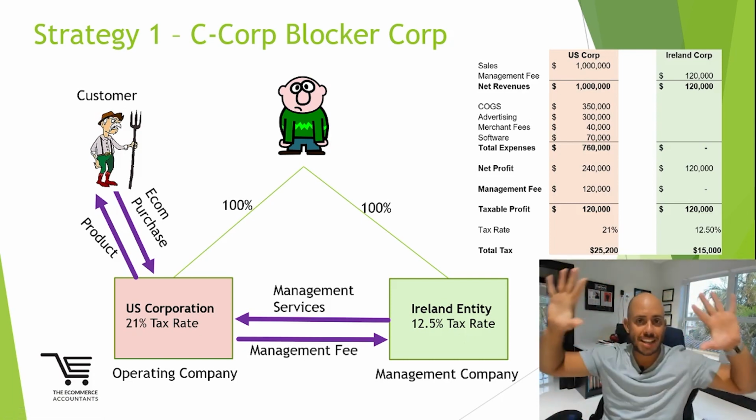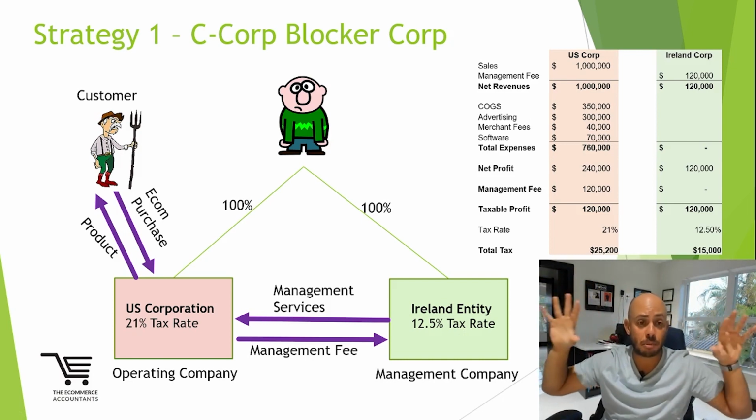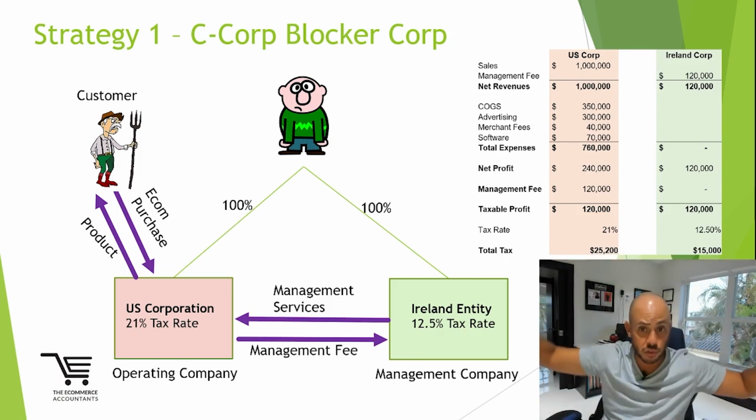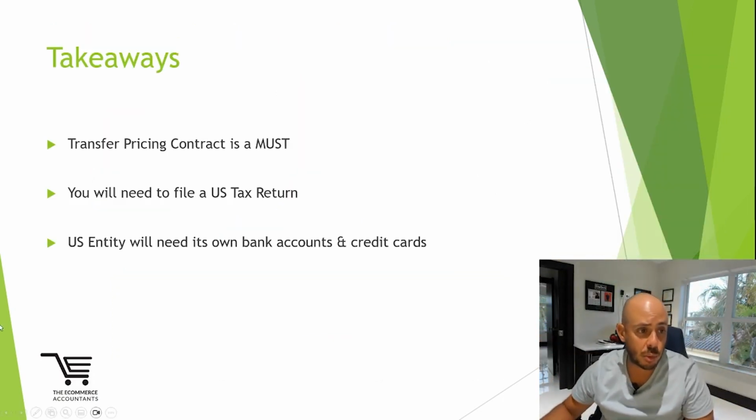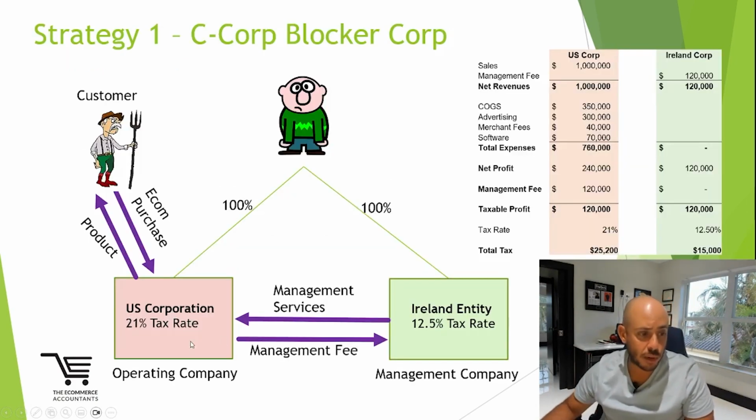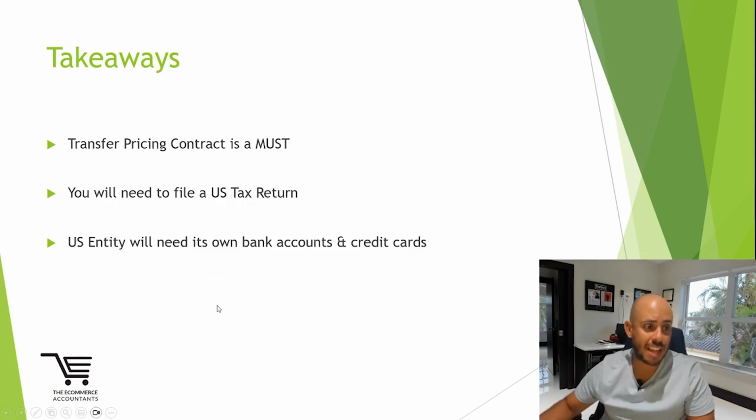These two companies have to operate completely separately. They're not related companies. They're two separate organizations. So we want to make sure that everything is fair to keep this tax planning structure safe. The second thing is you will need to obviously file a US tax return. This company will pay US income taxes, so you want to make sure that you stay compliant from a US income tax standpoint.